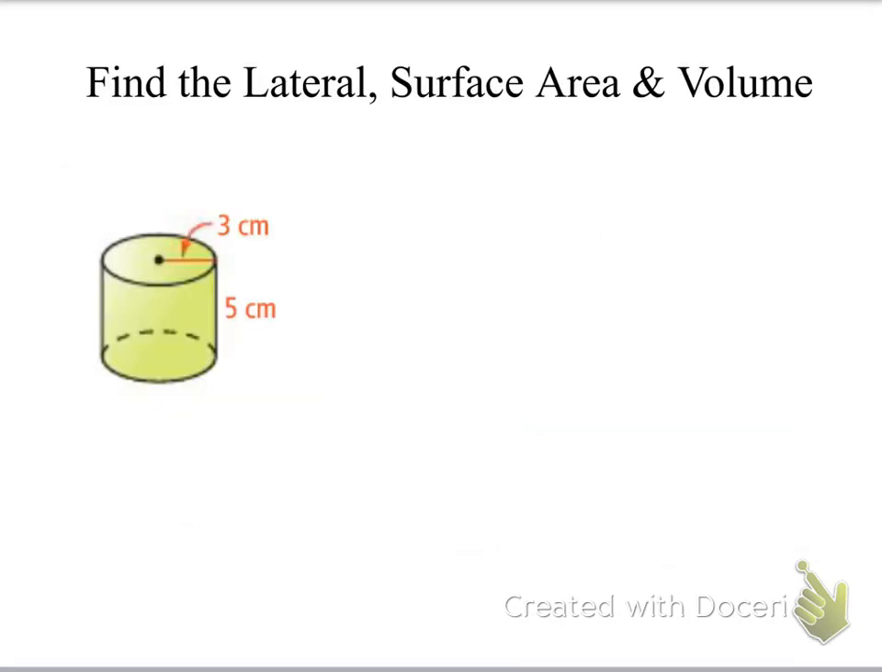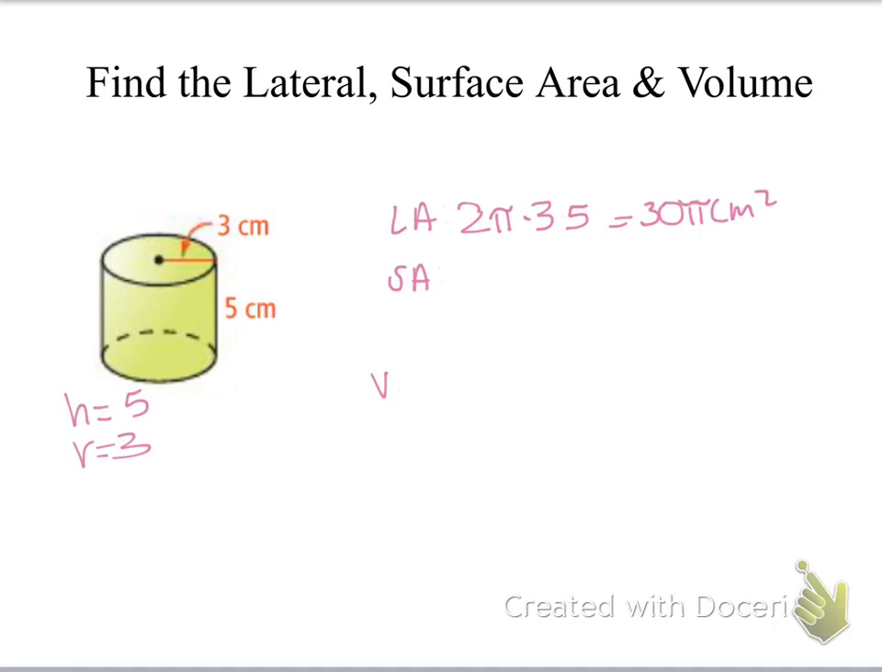Okay, so we're finding the lateral area, surface area, and volume. So lateral area, surface area, volume. So my radius is 3, my height is 5. So 2 pi times my radius times my height. So 30 pi centimeters squared.